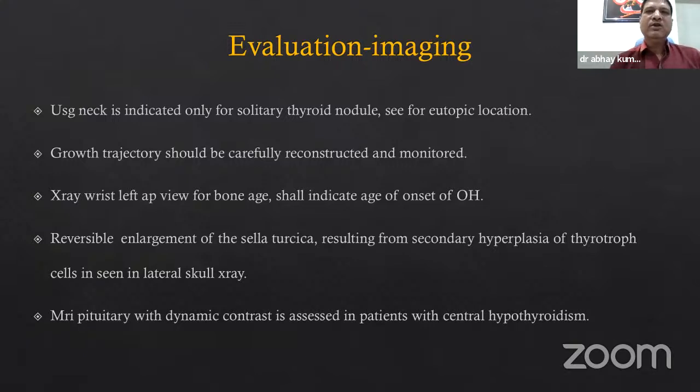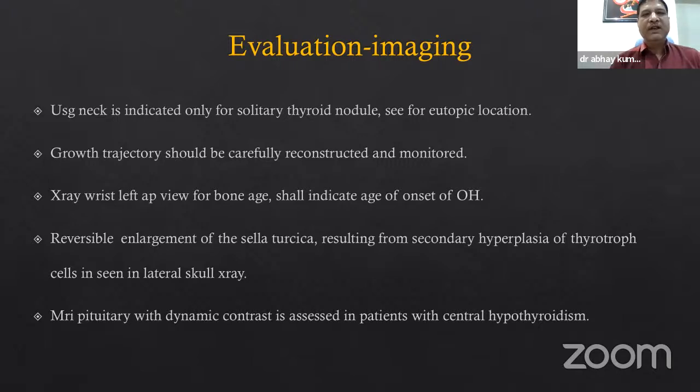What evaluations should we do as an imaging process? The most common is ultrasound. We know that because here we can see a solitary nodule, or an ectopic location of the thyroid gland. Again, a growth trajectory: if someone is having proper follow-up, then you can have a growth chart. This growth chart can give us an idea where there is a deceleration of growth or a stunting of growth, and that will give the beginning of hypothyroidism in those groups of patients.